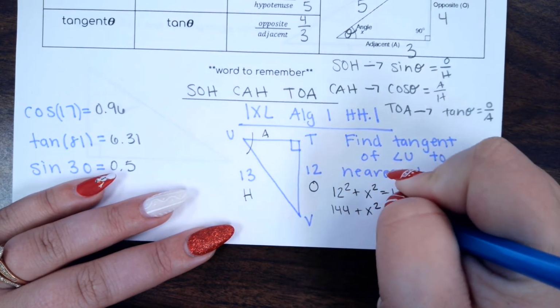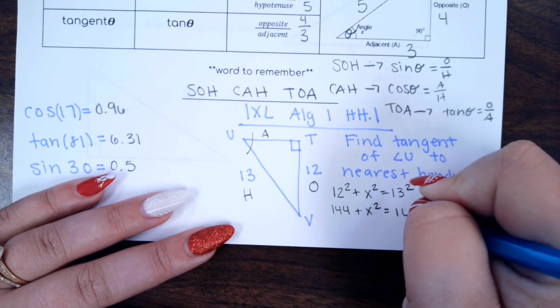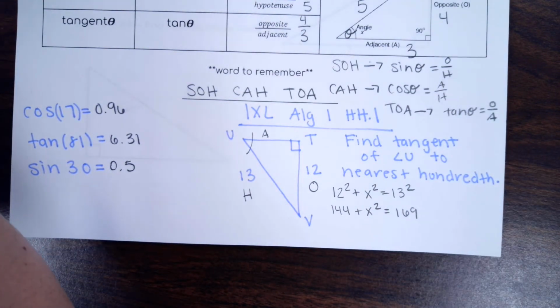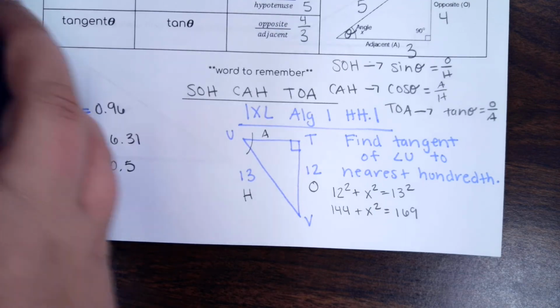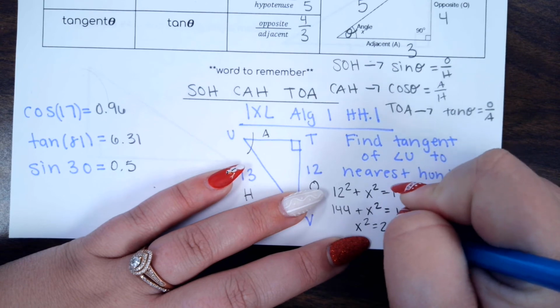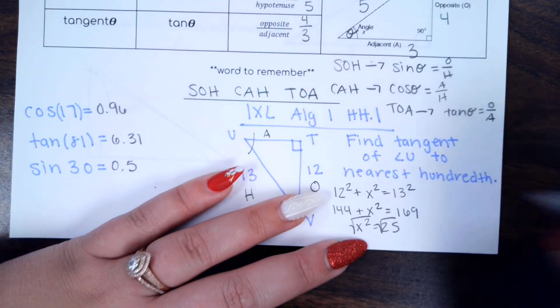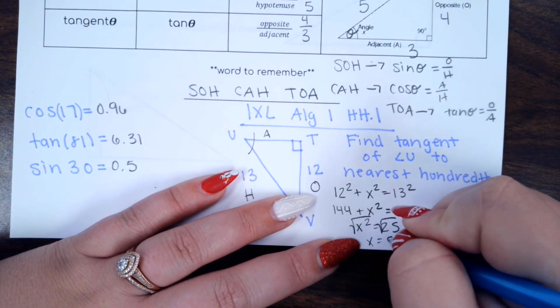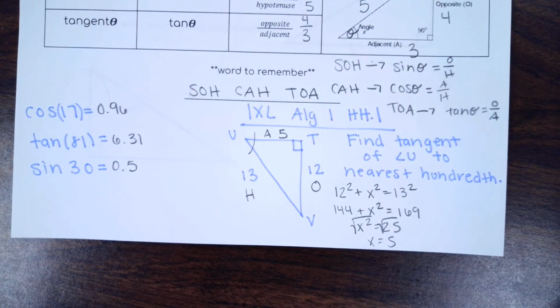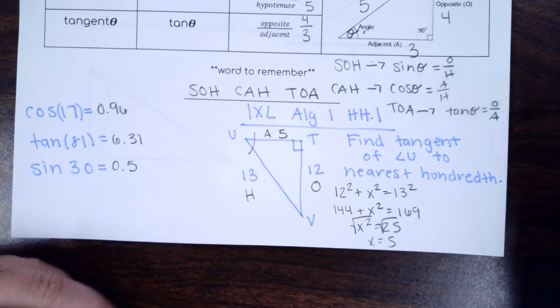144 plus x squared equals 169. Take 169 minus 144, you get 25. So x squared equals 25. Square root of both sides, you get x equals 5. So that means our adjacent side there, UT is 5. Now we can find the tangent.